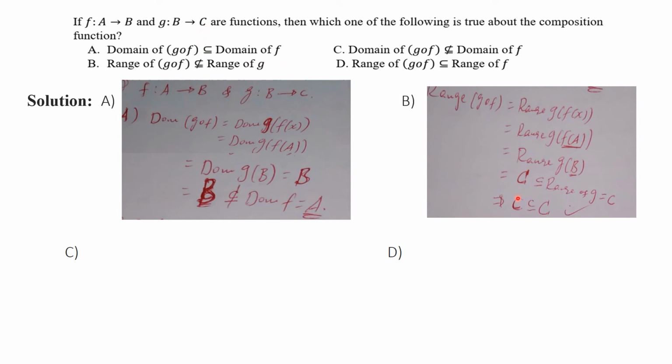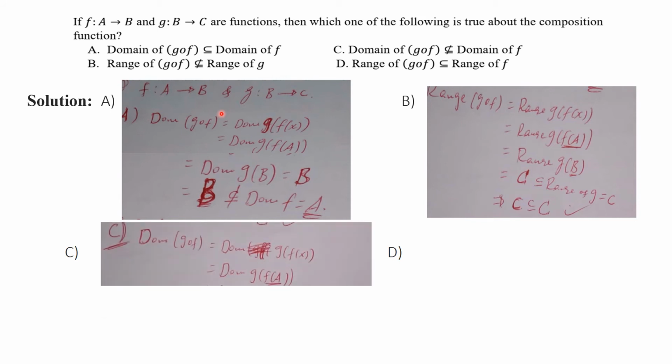C is the subset of C. By the subset law, for any set A, A is the subset of A. So C is the subset of C is true. Since the statement says not the subset, this is false. When we come to the alternative C.